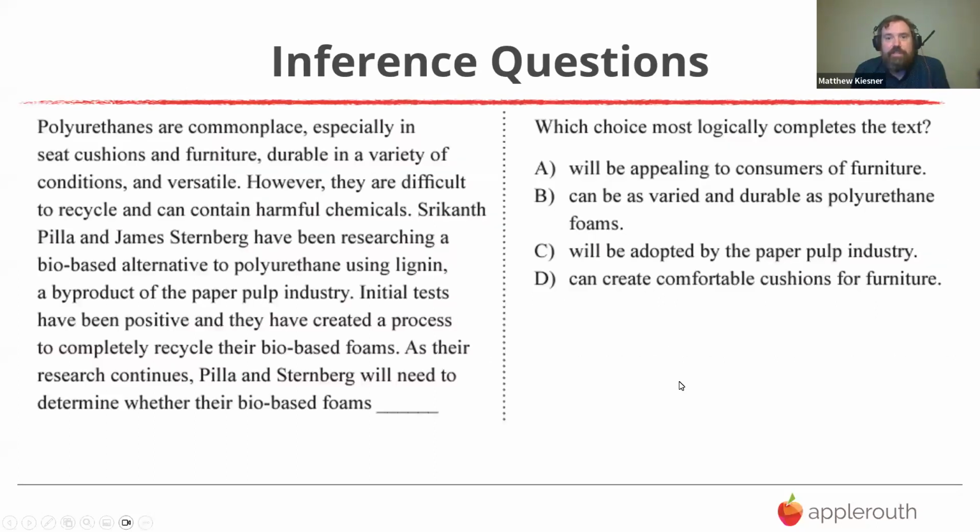So inference questions, these always say which choice most logically completes the text. And it's going to be the end of the sentence. So you want to go through and try to understand the claims and the logic of there. Things that would be important to focus on are transition words. If it says however, that shows that there's a difference in idea. And, as they have initial tests, and they've been positive, and the research continues, what would be the next step, like for these things?